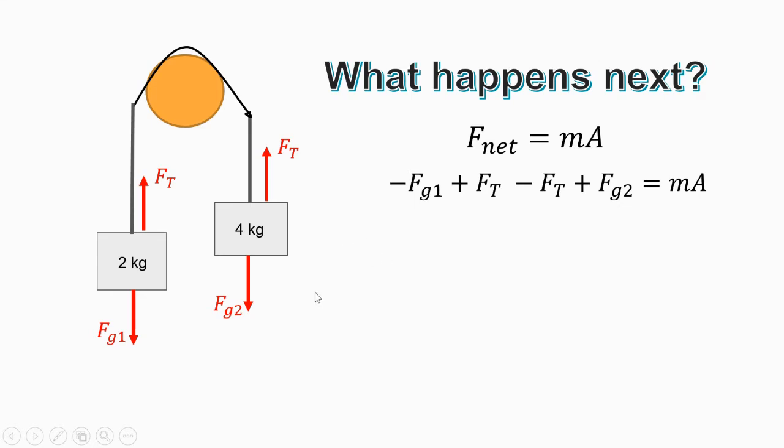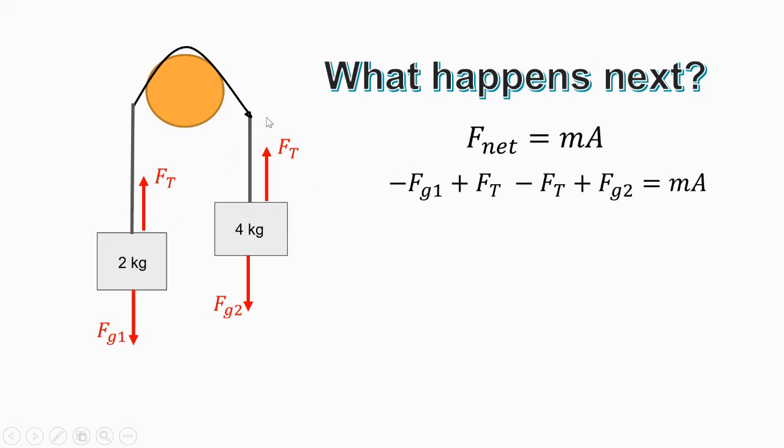So let's just look at these forces one by one. The force of gravity, Fg1, on the 2 kilogram box is pulling the 2 kilogram box down, so I'll make it negative. Now the tension force right above the 2 kilogram box is pulling this one up, so it's actually pulling the whole thing in the opposite direction. So I'll make that positive. Because when you think about it, if you're pulling up on the 2 kilogram box, the 4 kilogram box is going to go down. Okay, so that would be a positive force.